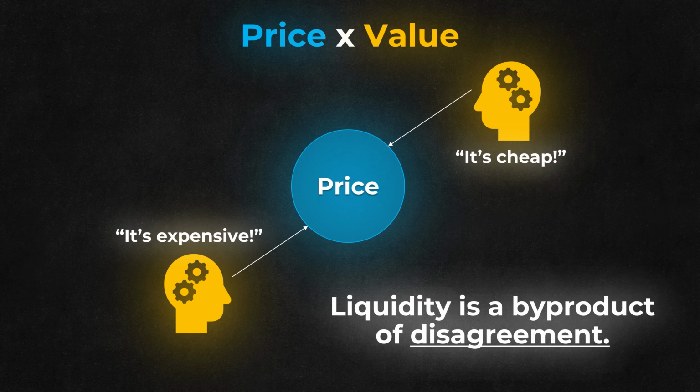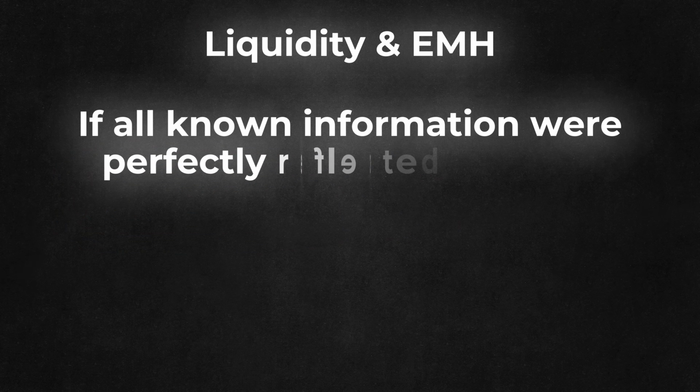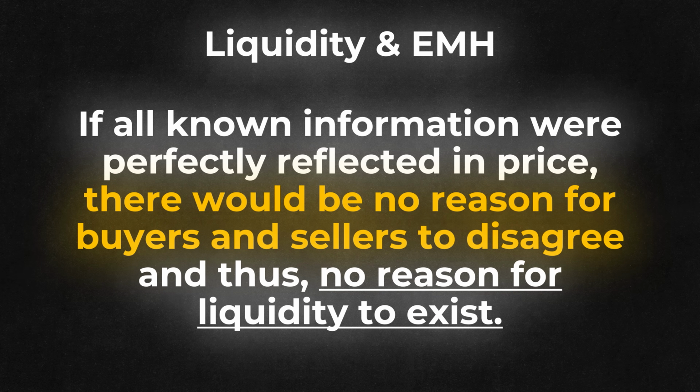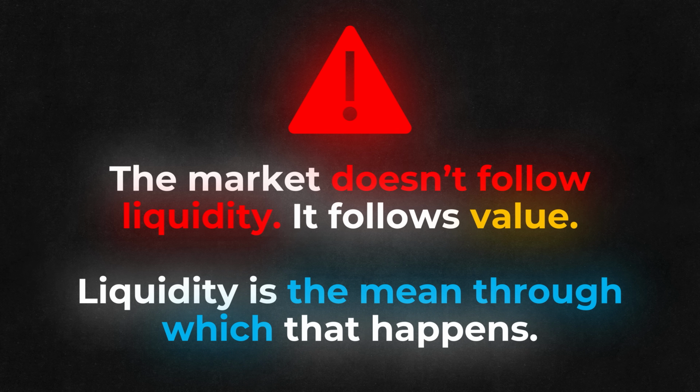The existence of liquidity disproves the strong form of the efficient market hypothesis, because if all known information were perfectly reflected in price, there would be no reason for buyers and sellers to disagree, and thus, no reason for liquidity to exist. Some traders believe that the market follows liquidity, but that's incorrect. The market follows value. Liquidity is the means through which that happens, very much like a swimmer doesn't swim towards water, it swims through water.